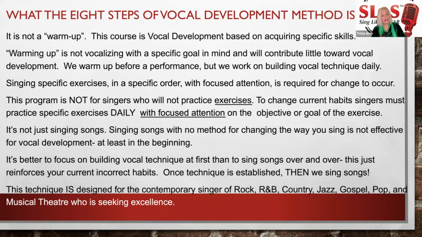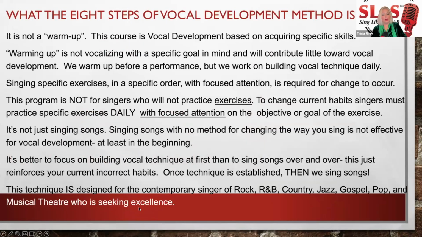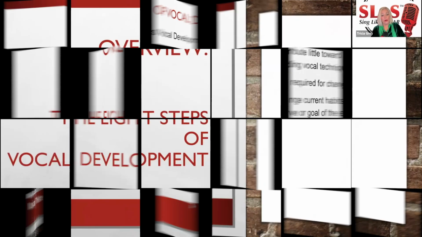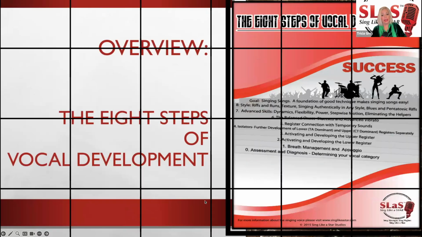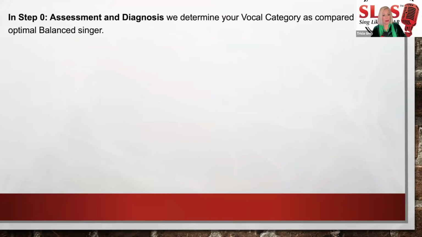This technique is designed for the contemporary singer of rock, R&B, country, jazz, gospel, pop, musical theater, Christian contemporary, who is seeking excellence. Overview: the 8 steps of vocal development. Step 0, assessment and diagnosis. This is where we meet with you to assess and diagnose your voice. It's now called the PVE, or Professional Voice Evaluation. In Step 0, assessment and diagnosis, we determine your vocal category as compared to the optimal balanced singer.